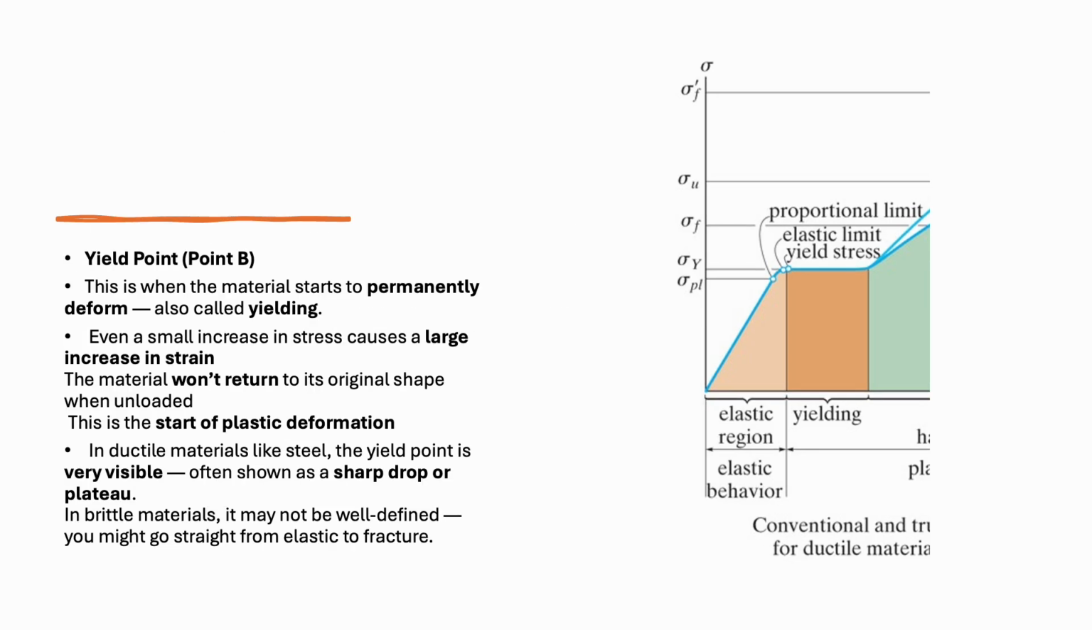So think of it as the last stop before things get real with deformation. Then we have the yield point, which is point B, the next point on the graph. This is when the material starts to permanently deform, also called yielding. Even a small increase in stress causes a large increase in strain, so the material won't return to its original shape when unloaded. This is the start of plastic deformation. In ductile materials like steel, the yield point is very visible, often shown as a sharp drop or plateau. In brittle materials, it may not be well defined.